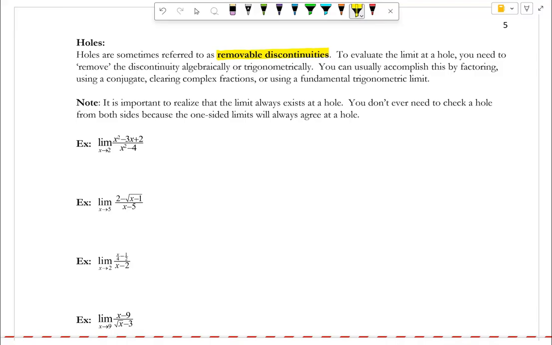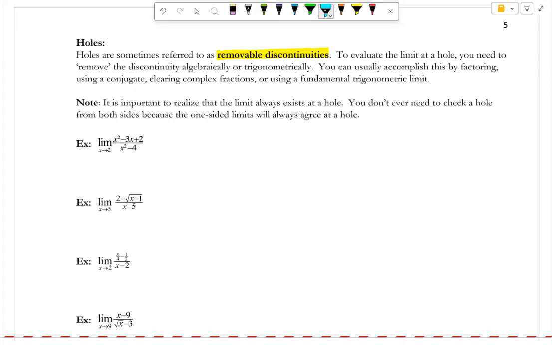We often refer to holes as removable discontinuities because if we can algebraically remove the hole, or remove the discontinuity, we can basically write the function as a similar function. It's going to behave like the original function, but the difference is that it does not have a hole in it anymore. So they're not exactly the same functions once we remove the hole, but otherwise they will behave the same way.